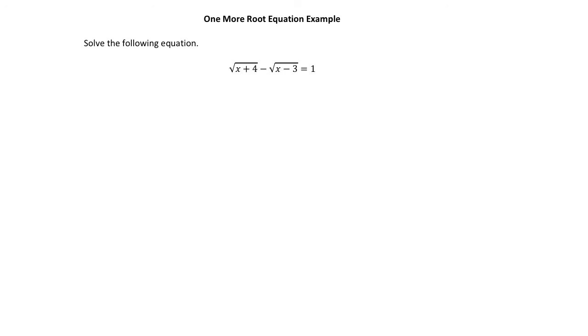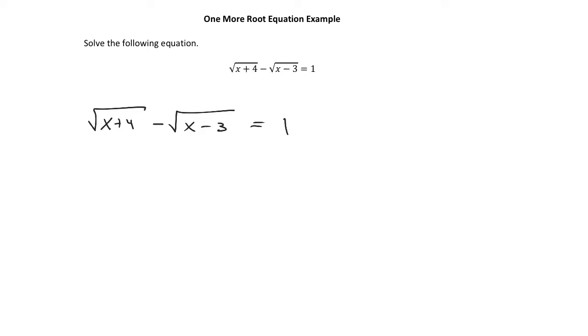All right, let's solve the equation: the square root of x plus 4 minus the square root of x minus 3 is equal to 1. So the strategy is to, at some point, square both sides to try to cancel the square root. The trouble here is that there are two square roots that appear within this equation. So we just copy this down again: the square root of x plus 4 minus the square root of x minus 3 is equal to 1.